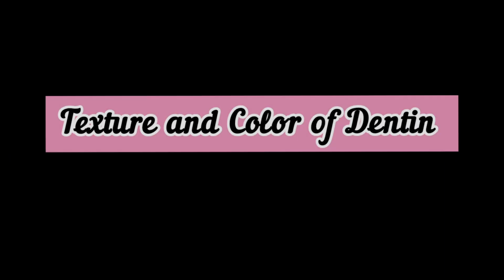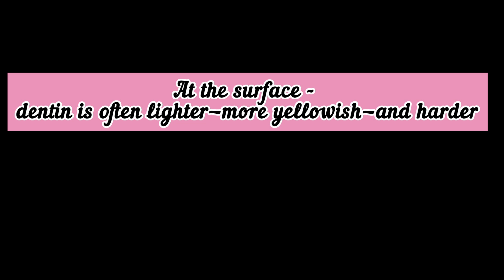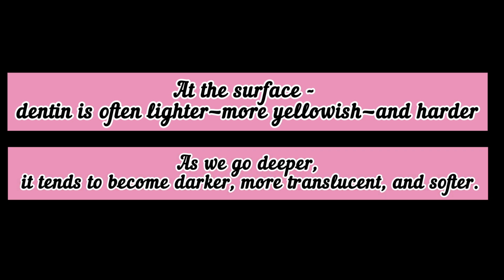So, how do we assess the remaining dentine thickness clinically? After all, we don't have a caliper in our eyes, right? So, in clinical practice, we assess remaining dentine by observing both its color and texture. At the surface, dentine is often lighter, more yellowish, and harder. And as we go deeper, it tends to become darker, more translucent, and softer. These changes in color and firmness help us gauge how close we are to the pulp.